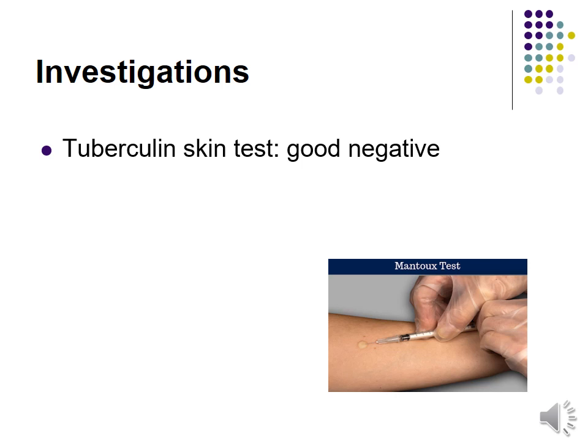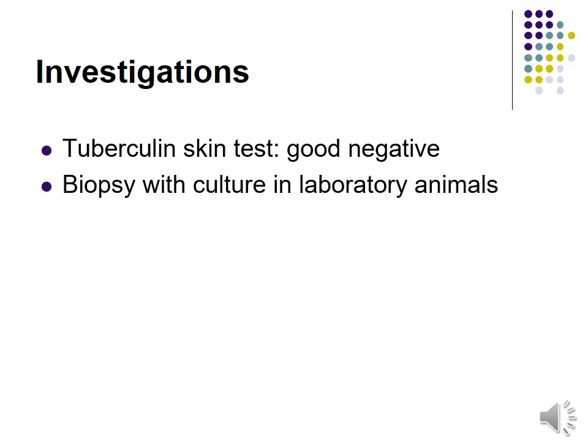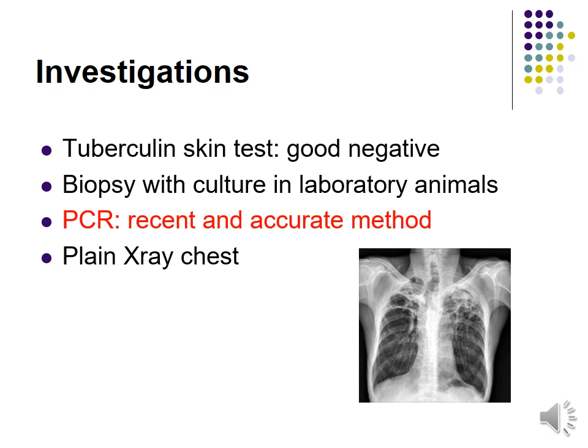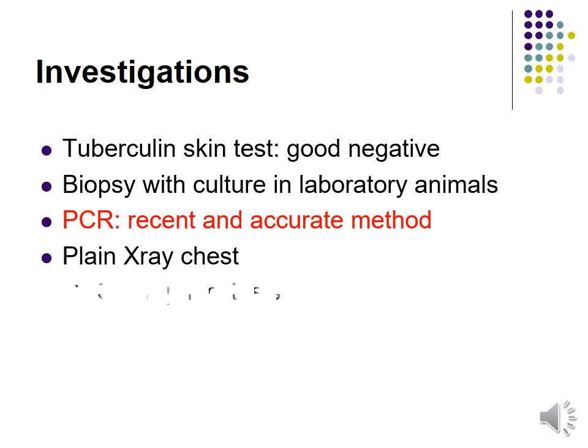Investigation of a case where you suspect the patient has TB lymphadenitis. Tuberculin skin test is not helpful, but it's good if it's negative. Biopsy with culture in laboratory animals is good, but it takes a long time. PCR, which checks for the antigen of the TB, is the standard of care now and is very accurate in most cases. Don't forget to do a plain X-ray chest to see if this patient also has pulmonary TB, as in this picture. Also, CBC will show lymphocytosis.